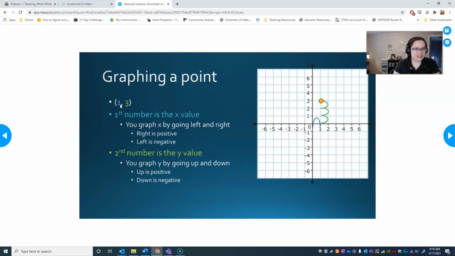So that pair tells you where on the graph you are going to put that point. The first one is the X value. X goes back and forth. If it is negative, you go to the left, and if it's positive, you go to the right. The second number is our Y value, and Y tells us how far up or down. So in order to graph this point, 1, 3, I'm going to go over 1 in the positive direction, and then up 3, and then I'm going to plot my point, or draw my point.